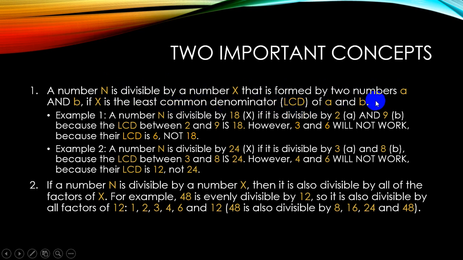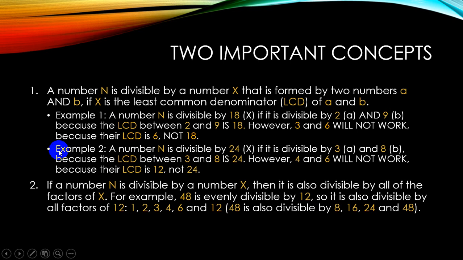Well, what does that mean? Two examples here. A given number n is divisible by 18 if it is divisible by 2 and 9, because the least common denominator between 2 and 9 is 18 itself. 3 and 6, even though they multiply together to give you 18, will not work because their LCD is 6, not 18. And that actually falls into this category down here, which we'll get to in just a minute.